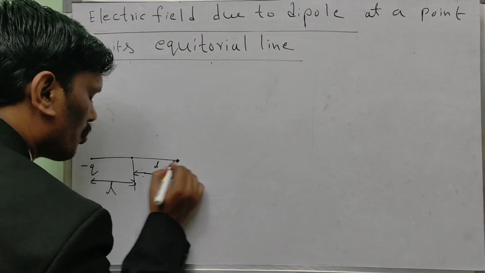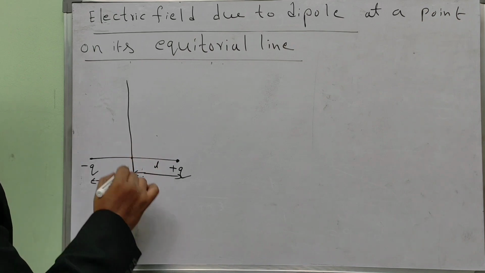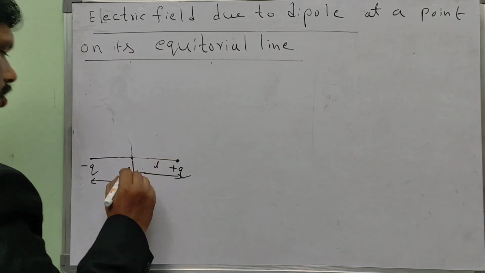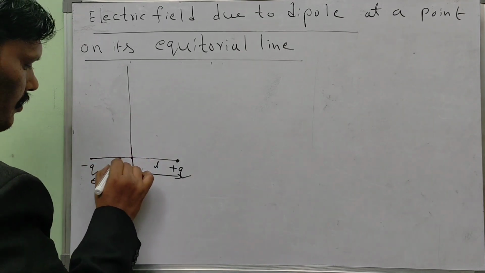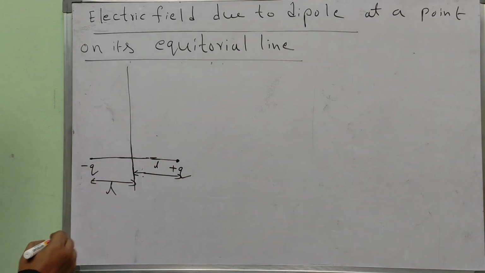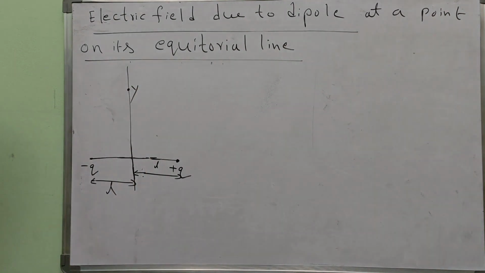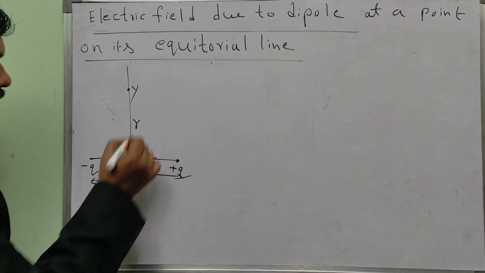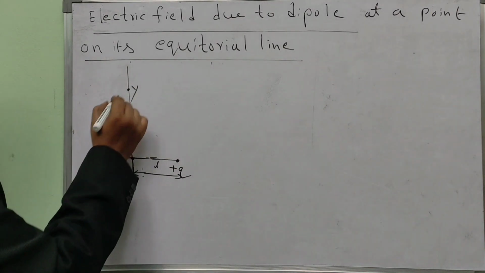Now these are the two charges, and this is the equatorial line. I am going to consider a point Y at a distance R from the center of the dipole. Here I am going to consider a point.